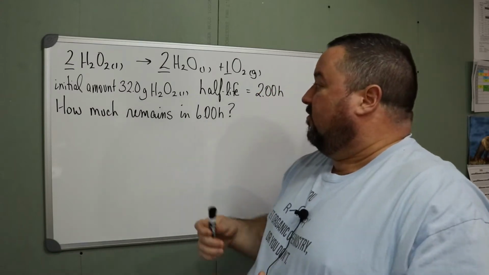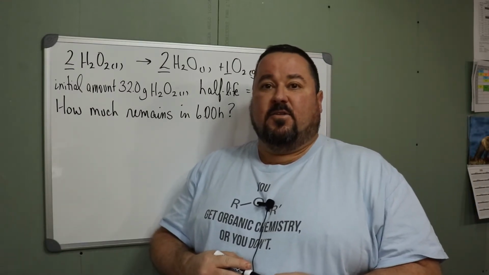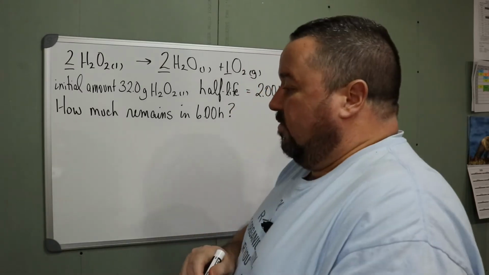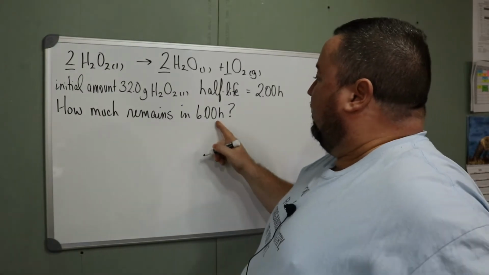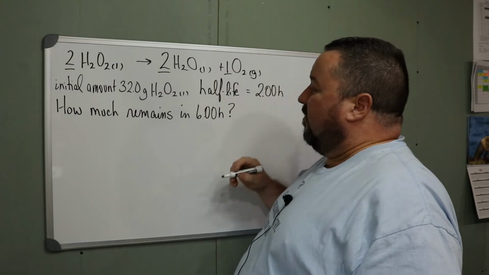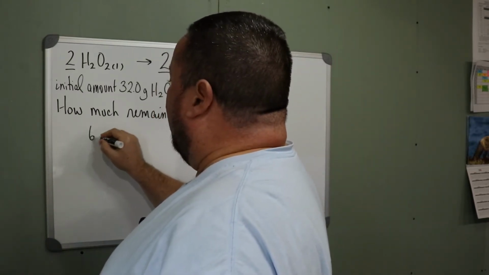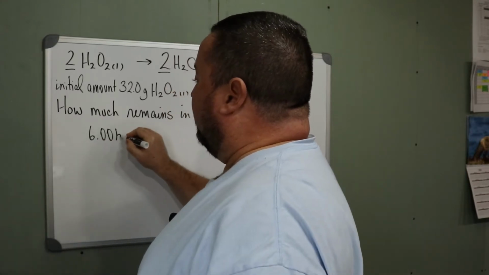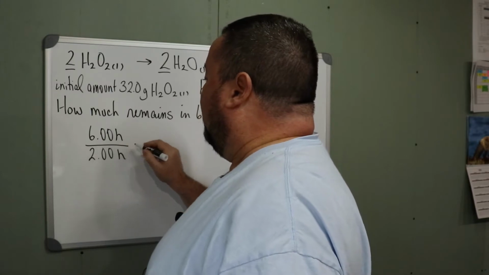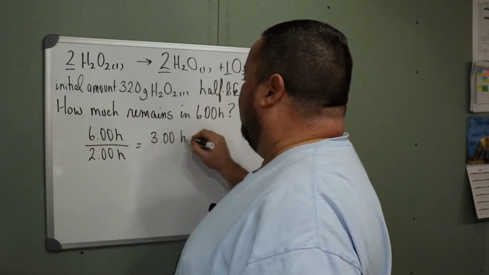So we're going to do this 2 ways. One is to use a little bit of an organized method, and the other way is just to go ahead and use a bit of logic. So the first way I could do this is I could say, well, 6 hours and the half-life is 2 hours, so how many half-lives do I have? So if I put my total time, 6.00 hours, divide by the half-life, 2.00 hours, I see that I have 3.00 half-lives.